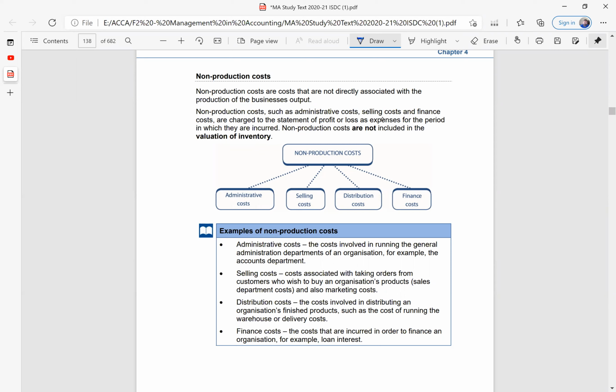Selling cost is related to all the people who are working in the sales department, and any cost that is incurred in that. Distribution cost relates to all the delivery costs. Finance cost relates to all the finance related costs, such as taking a loan, paying off the loan, all of that. Okay.